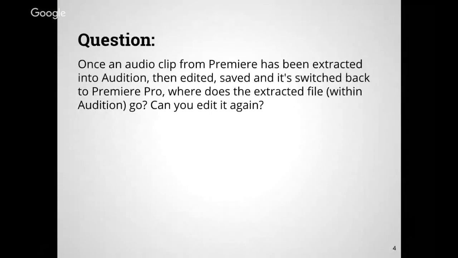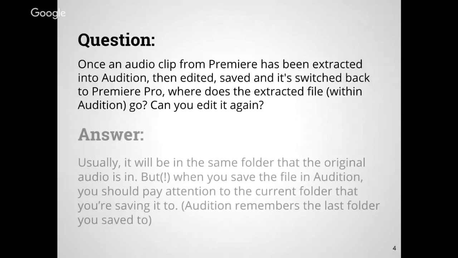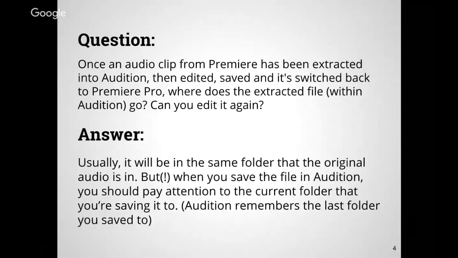Once an audio clip from Premiere has been extracted into Audition, then edited, saved, and switched back to Premiere, where does the extracted file within Audition go? Can you edit it again? Well, the short answer is you can edit it again, but usually it will be in the same folder that the original audio is in. But understand that Audition remembers the last folder that you saved it in. So when you save the file in Audition, you should be paying attention to what folder Audition is saving it to. I've done this many, many times.